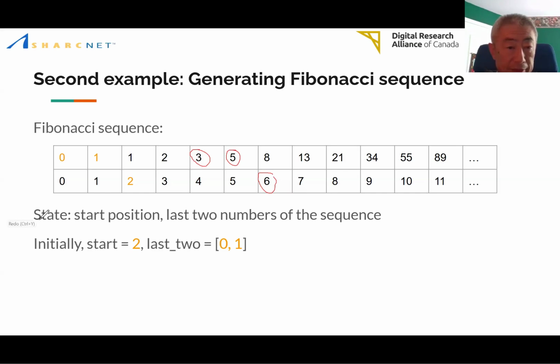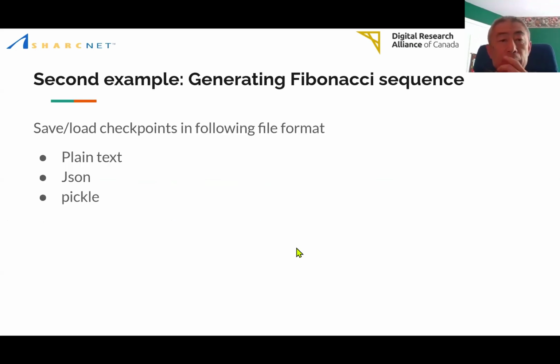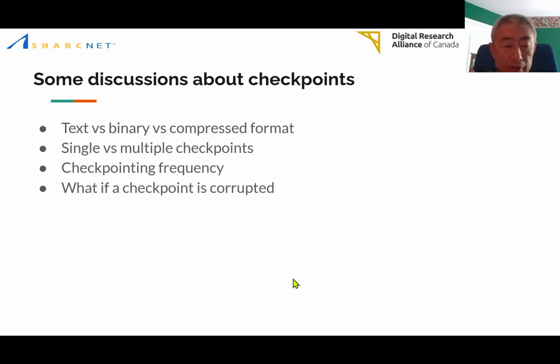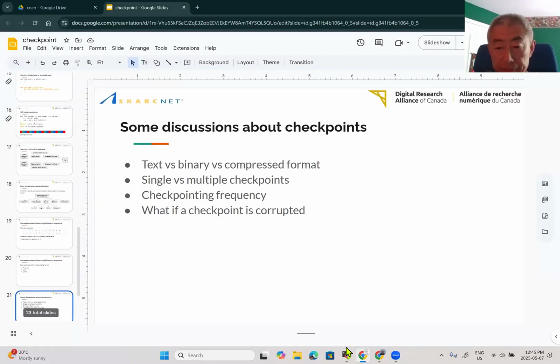Let's delete those, create those. All right, so that's how we do it, how we generate it. We will show how to do it in three ways: one is in plain text, then JSON file, and the last one in Pickle format. So let's see the example.